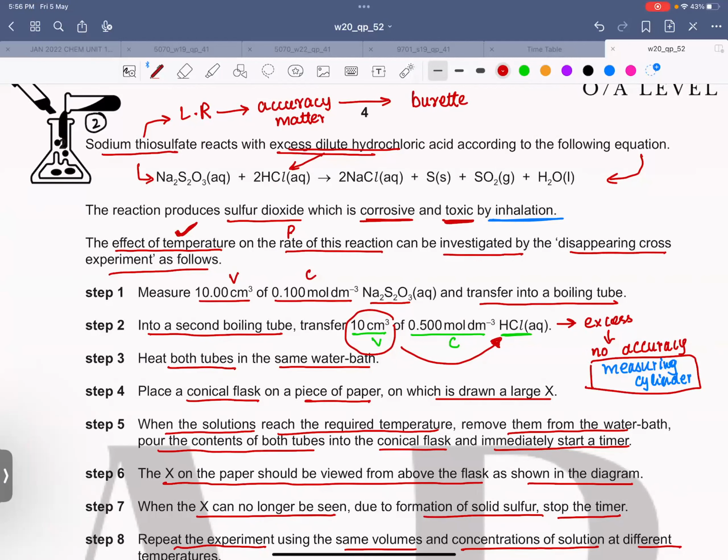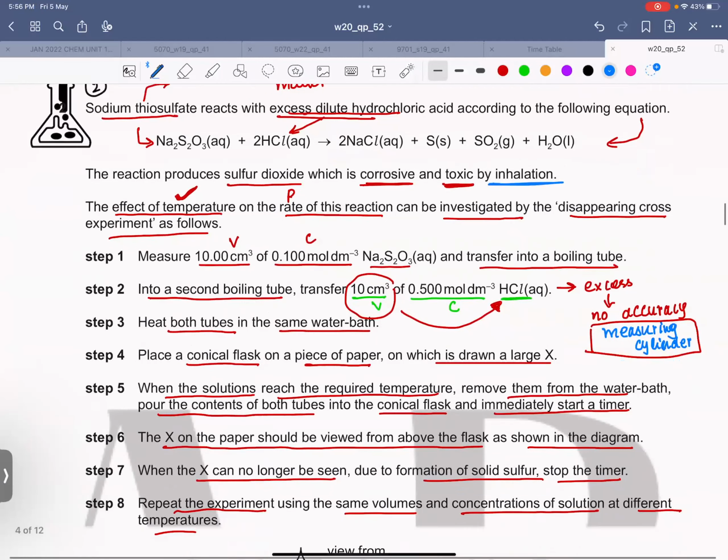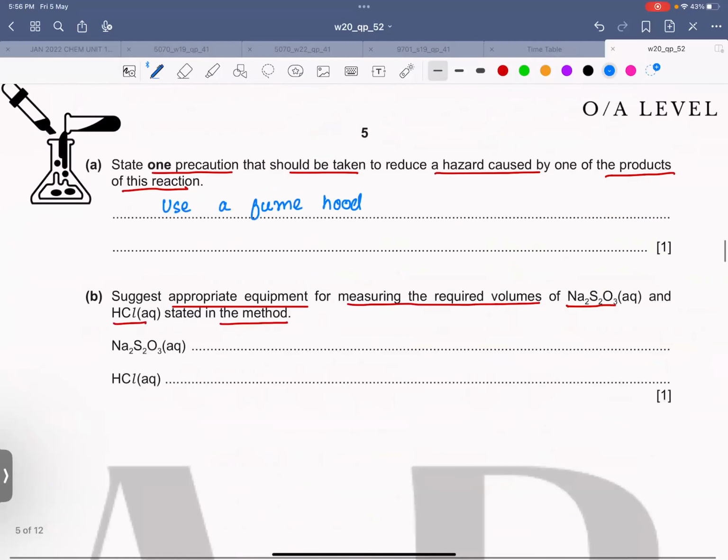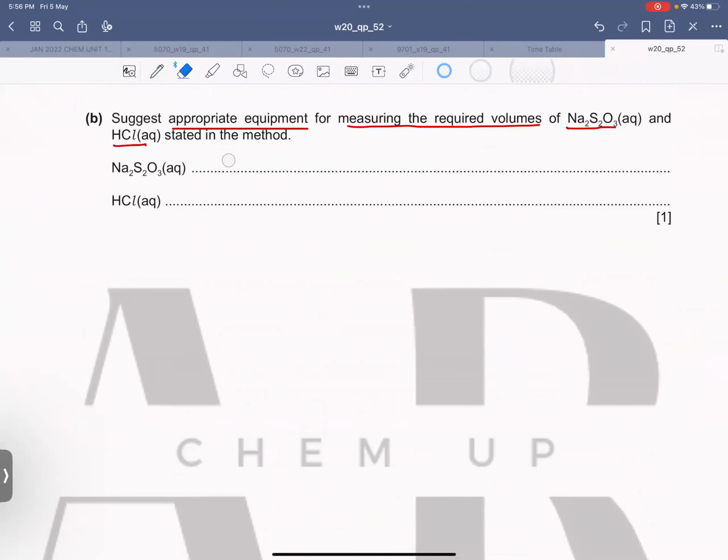Yes, sir. Okay. So for sodium thiosulfate we would use the burette, and here we can use the measuring cylinder. Is this clear to everyone? Yes, sir.